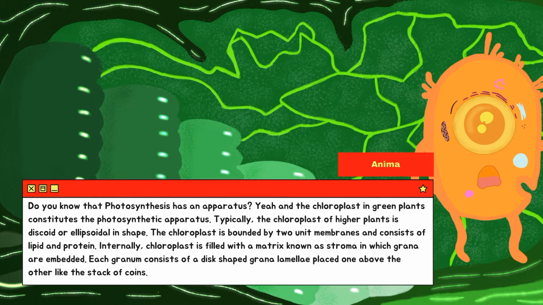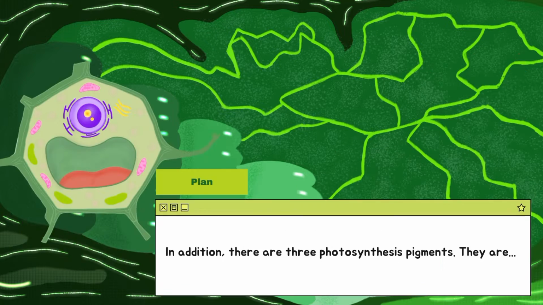Typically, the chloroplast of higher plants is discoid or ellipsoidal in shape. The chloroplast is bounded by two unit membranes and consists of lipid and protein. Internally, the chloroplast is filled with a matrix known as stroma, in which grana are embedded. Each granum consists of disc-shaped grana lamellae, placed one above the other like a stack of coins.